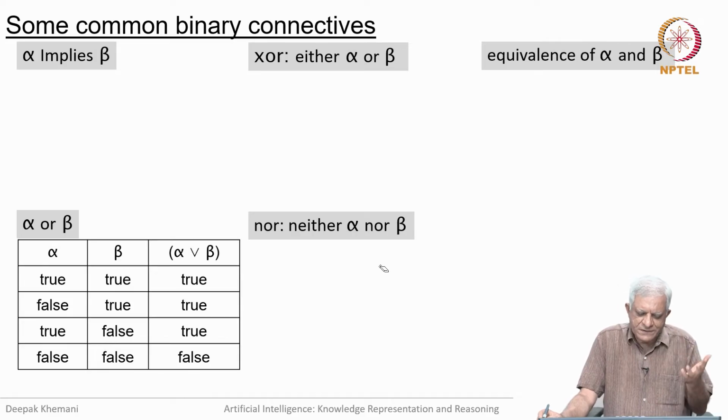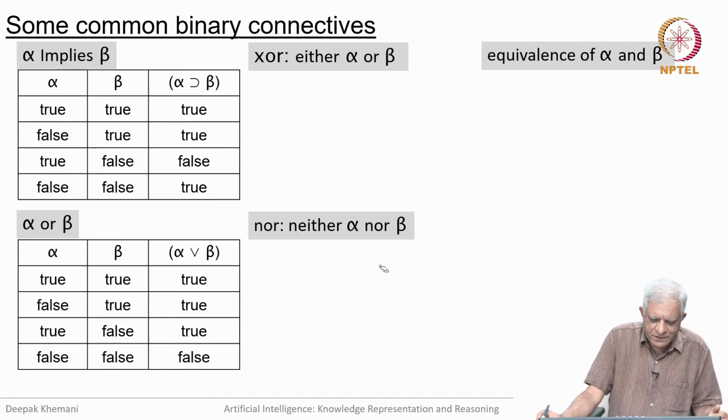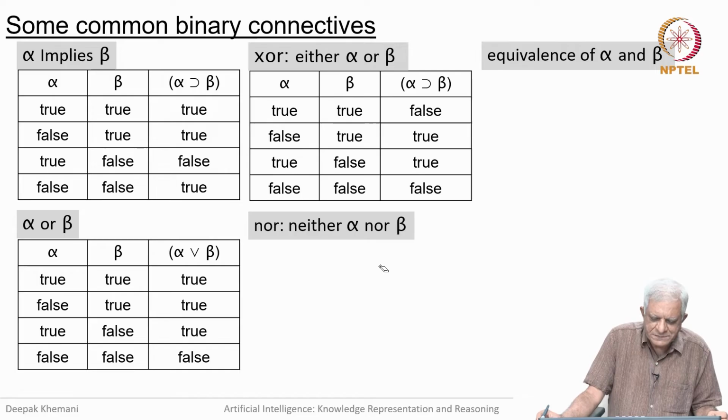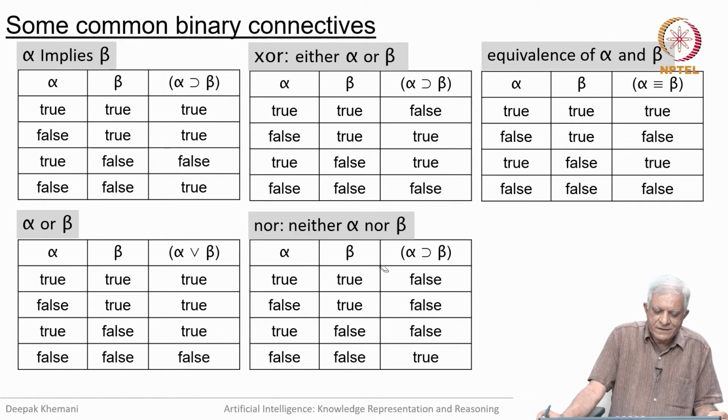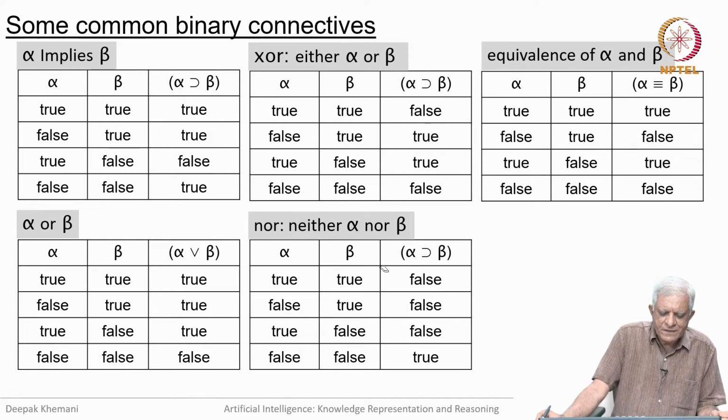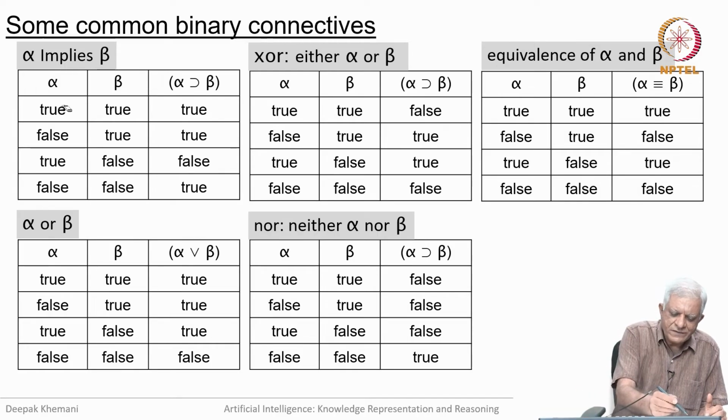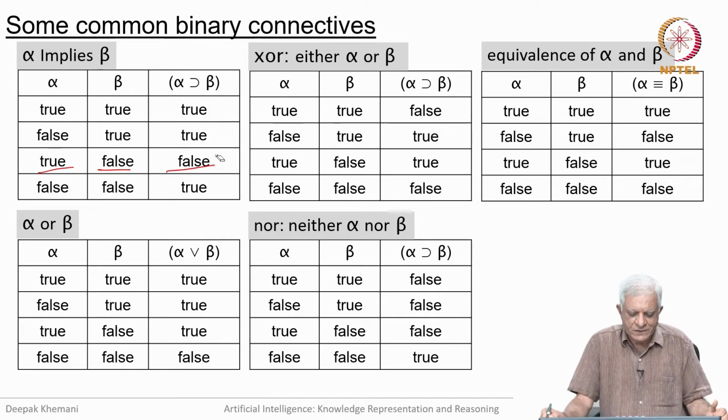So, here are some common connectives in some random order being drawn here. Alpha implies beta is something that logic uses a lot, and I am sure you are familiar with the truth tables for that. Alpha implies beta is true for most cases except for one case where alpha is true and beta is false, then alpha implies beta is false.